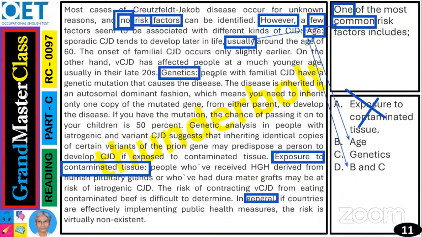Next one, genetics. People with familial CJD have a genetic mutation that causes the disease. The disease is inherited in autosomal dominant fashion, which means you need to inherit only one copy of the mutated gene from either parent to develop the disease. If you have the mutation, the chance of causing it is 50%, which means it is more. So C is here.